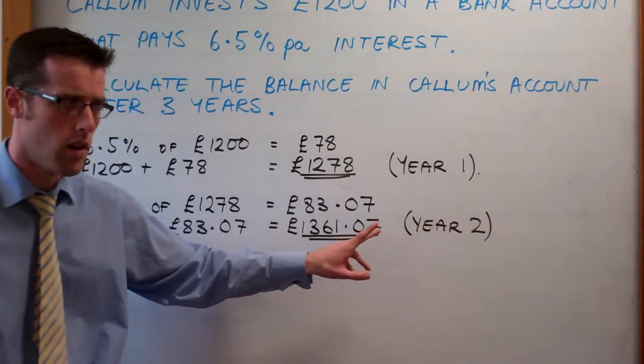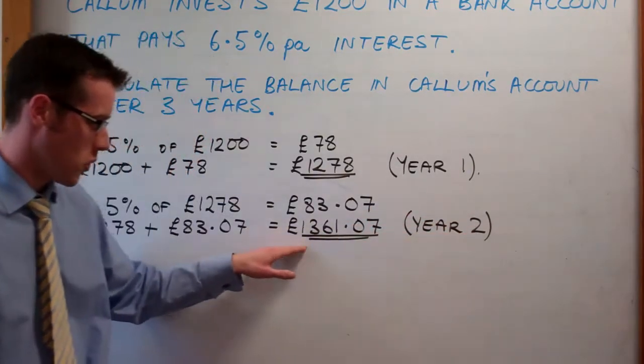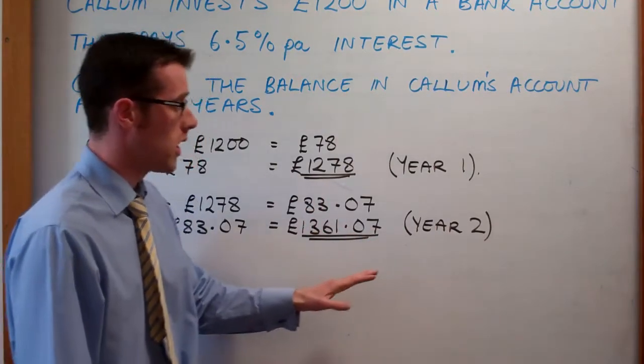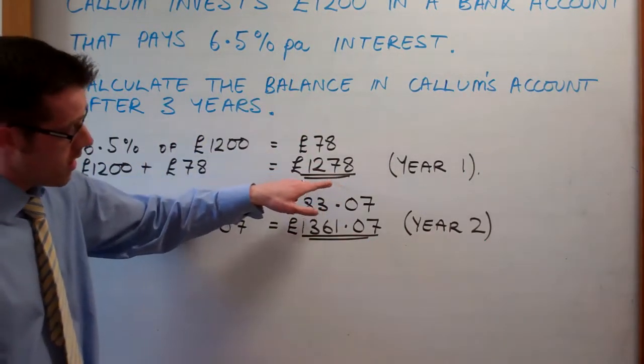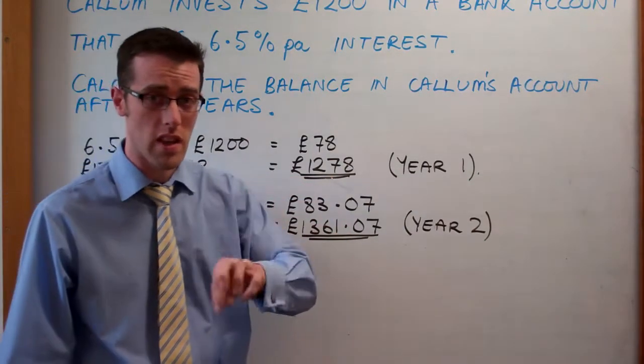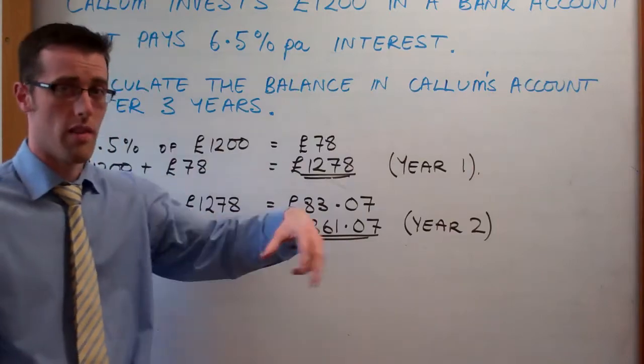Did I say 3 there? After 2 years, his balance is £1,361.07. So just get that clear, okay? So after the first year, that's his balance. After the second year, that's his balance. And it's because of 6.5% adding on every time.